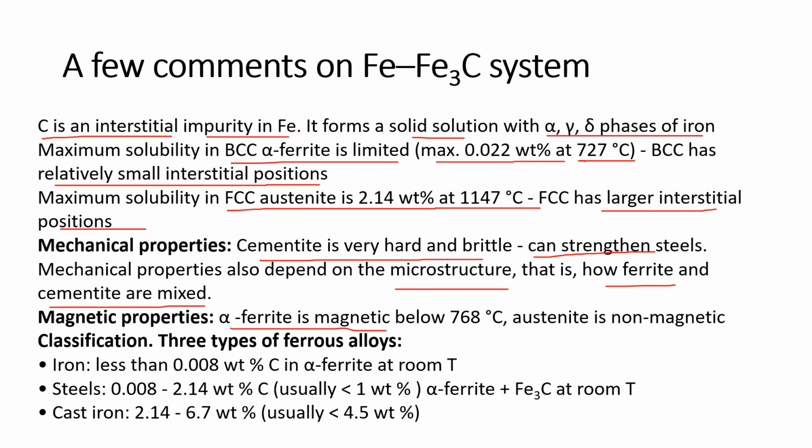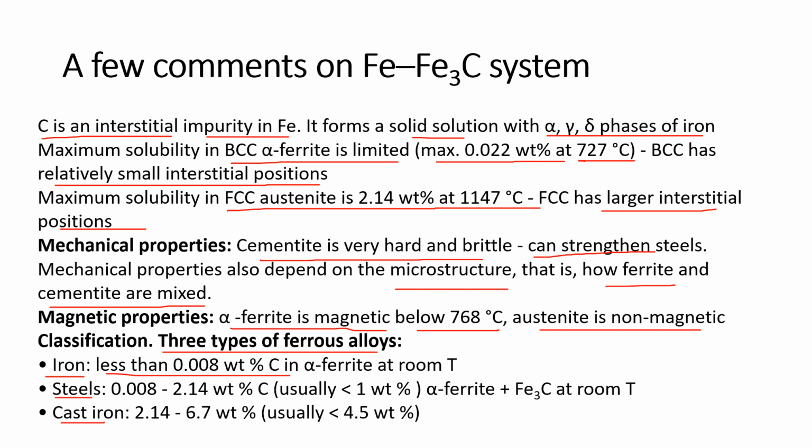Magnetic properties: alpha ferrite is magnetic below 766 degrees centigrade. Austenite is non-magnetic. The classifications: there are three types of ferrous alloys: iron, steel, and cast iron. The classification is based on the percentage of carbon.